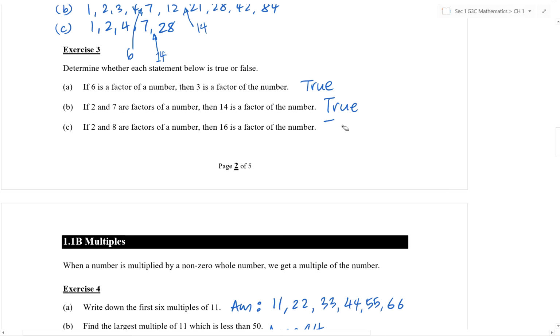So there's an arrow over here. This is actually false. Can you come up with a number to prove that part C is false? 24. 2 and 8 are factors of 24. Agree? 16 is a factor of 24. Agree? There you have it. 24 is an example to show that part C is false. Thank you for pointing that out.